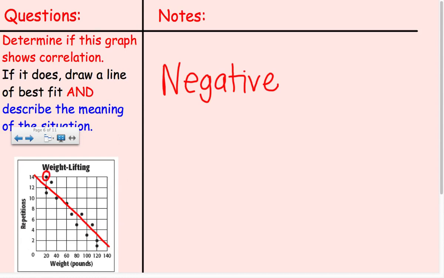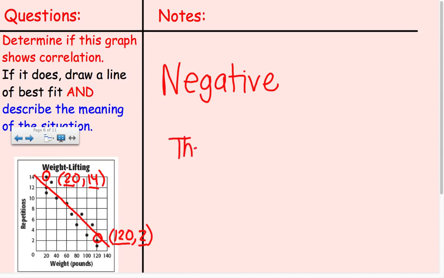Maybe I'll pick this one on the left, which would be 20 and 14. So that means for 20 pounds, they did 14 repetitions. And if I pick one down here, I'll go with this one. So for 120 pounds, they did 2 repetitions. So if you think about what that means, when the weight they're lifting was lower, 20, they did a lot more repetitions. When the weight was higher, 120, they did only 2 repetitions.